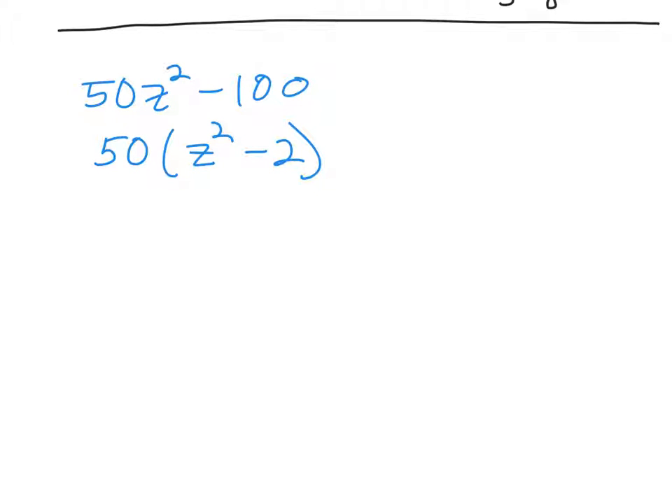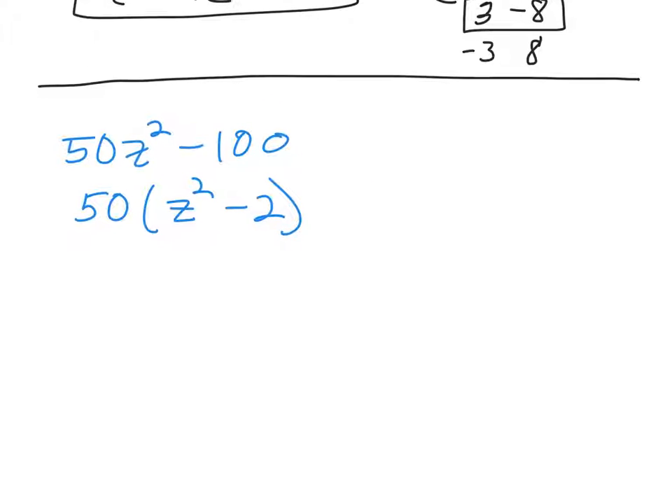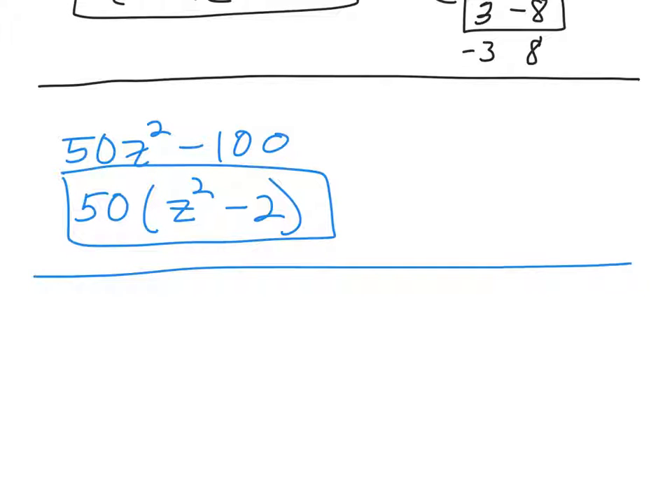Now we want to check and see if what's left inside the parentheses, we can factor it. Well, it's got 2 terms. And when we have 2 terms, we always check for 2 things. The first thing we check for is difference of squares. Well, z squared is certainly a square, but 2 is not a square number, so it's not the difference of squares. The next thing we check for is, is it the sum or difference of cubes? Well, z is not being cubed, and 2 is not a cube number either, so therefore it's not the sum or difference of cubes, so therefore this is all we can do with it. Just factor out the 50, and that's it.